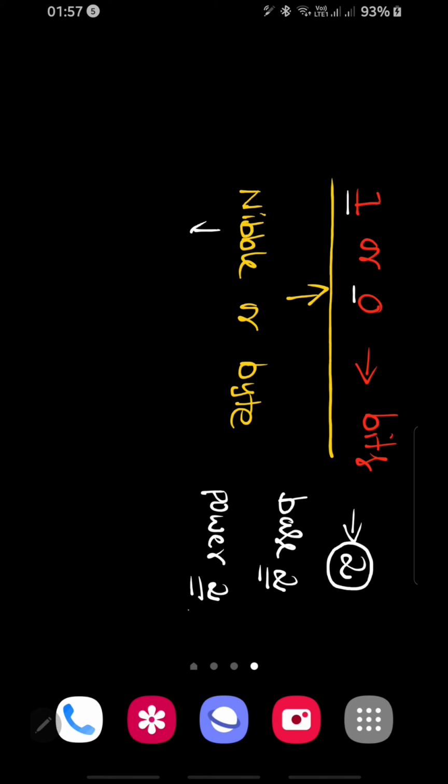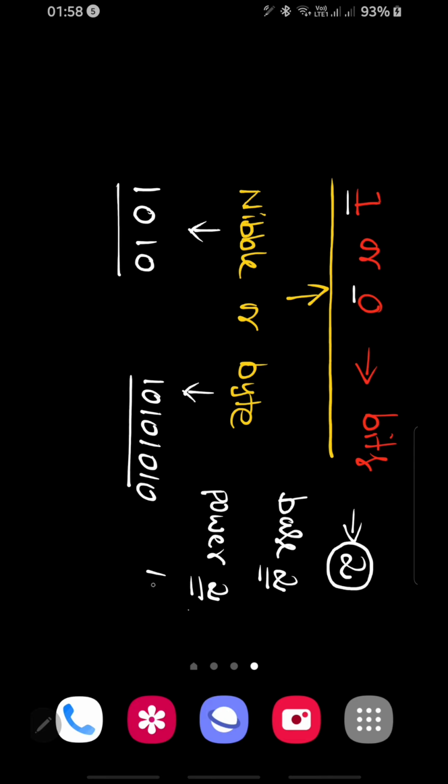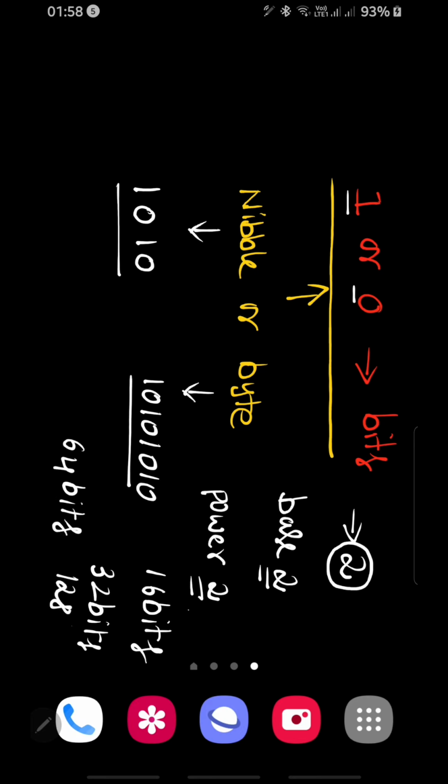For example, we can take a nibble. A nibble means 4 bits. How to represent 4 bits? Like 1010. Now take a byte. How to represent a byte? 1010 1010. So 4 bits, 8 bits, 16 bits, 32 bits, 64 bits, 128 bits, like that we represent numbers in computers or digital systems.